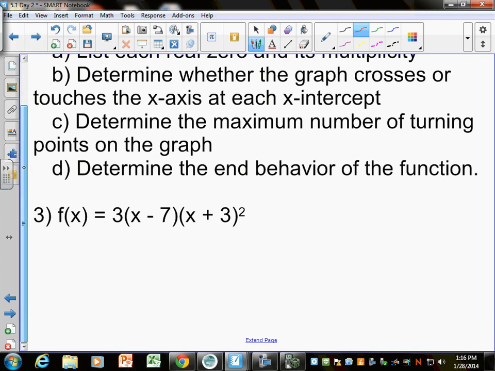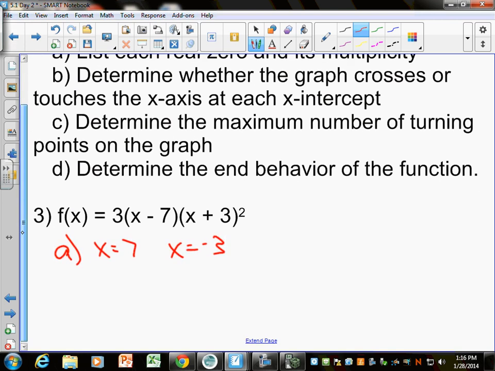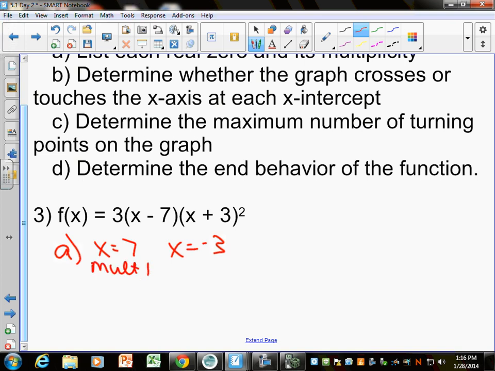Zero at x equals 7 and at x equals negative 3. And the multiplicity. Multiplicity is just the power on the outside, yes? So this would have multiplicity 1. This would have multiplicity 2. Stop me if you have no clue what I'm saying.